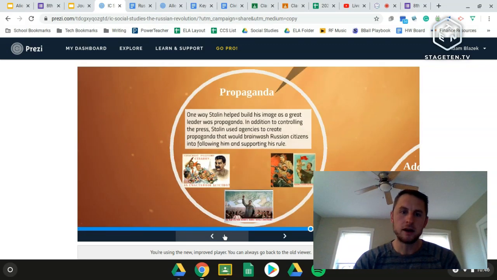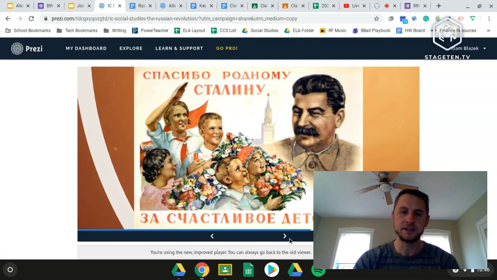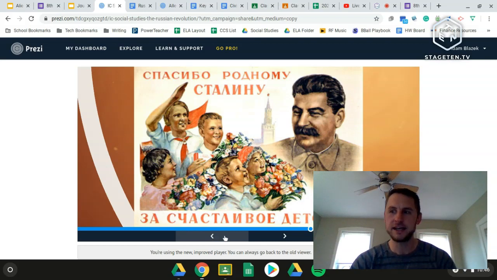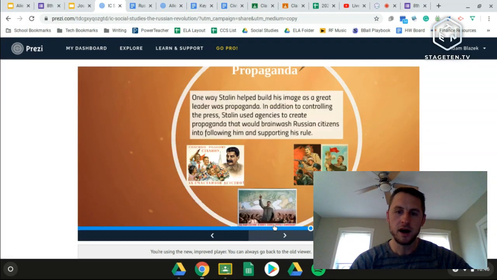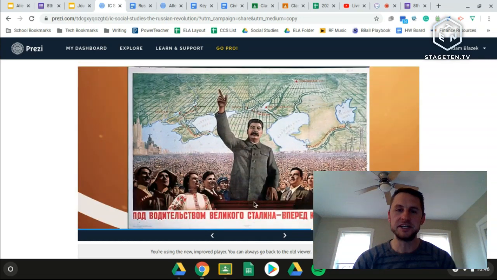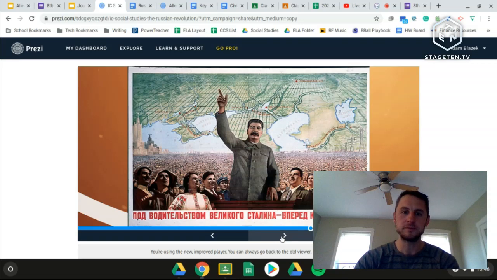Right there. So here's our three examples of propaganda. You can see this one. The children are looking at him in a very positive light. He's like the father figure. We have this one. He's standing at the head of all Russian people. They are clearly admiring him. Again, he's great. He's clearly standing out as the leader.